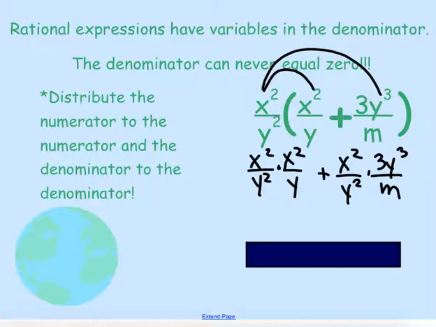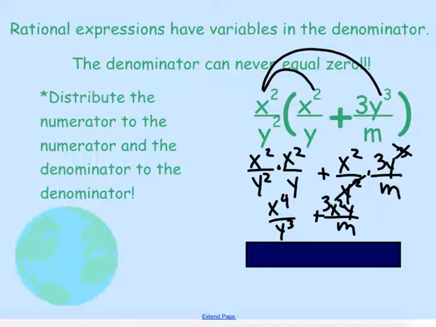And so we can simplify some things and say we get x to the fourth over y to the third, plus, well, I know that I can simplify some of these y's and say, okay, if I have 2 y's down here, 3 up here, I'm just going to be left with 1 in the numerator. And we get x squared, or sorry, 3x squared y over m.